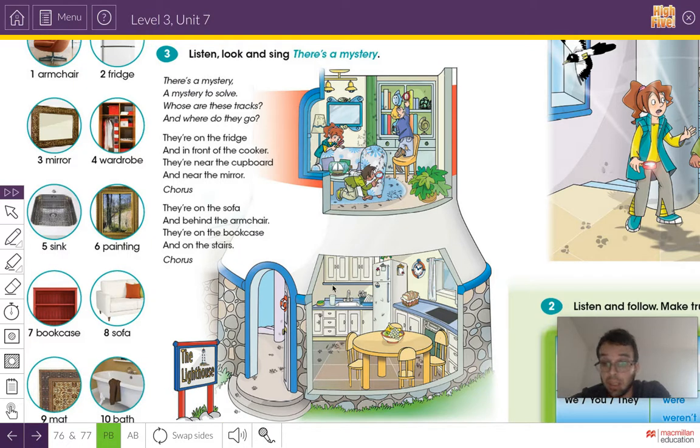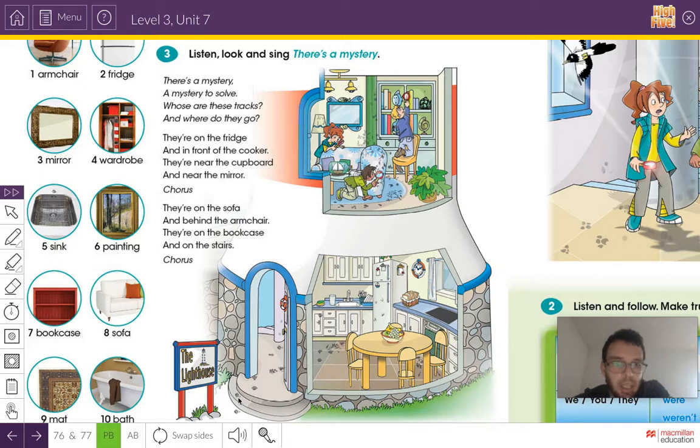Okay. Did you sing the song? You can always pause the video, go back, and sing the song again. All right. Now, what are they saying in the song? They said, there's tracks. Now, you see the tracks? These are the tracks. And they're going all in the house, making everything all dirty.